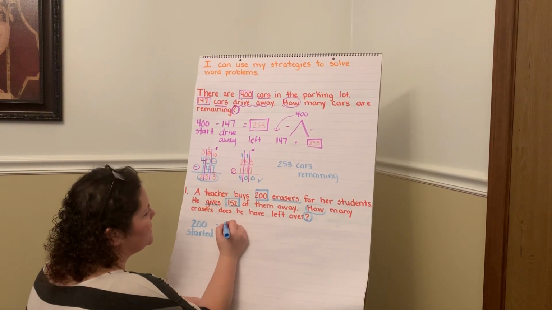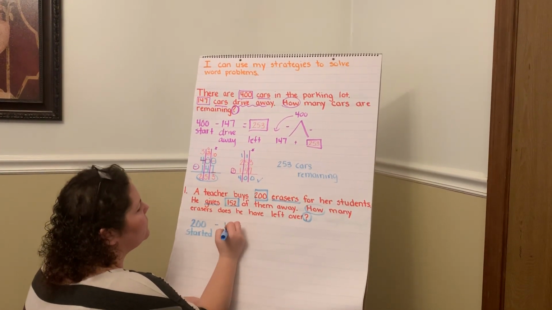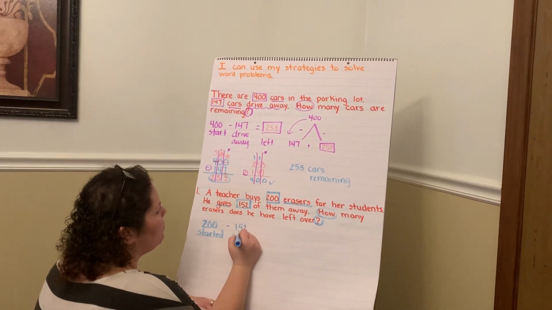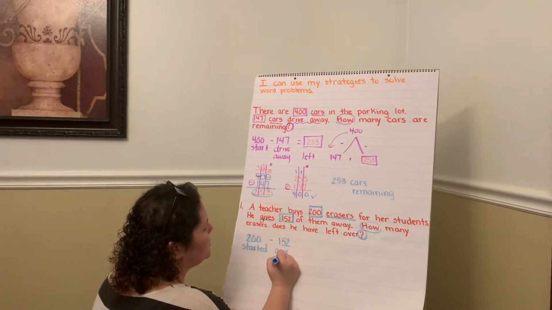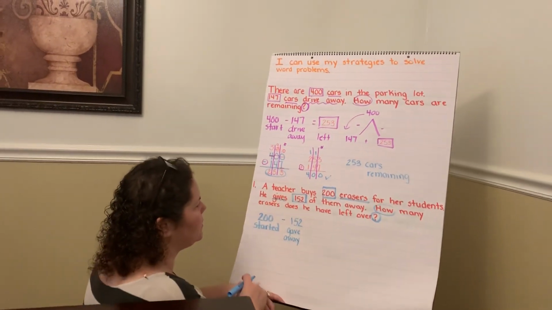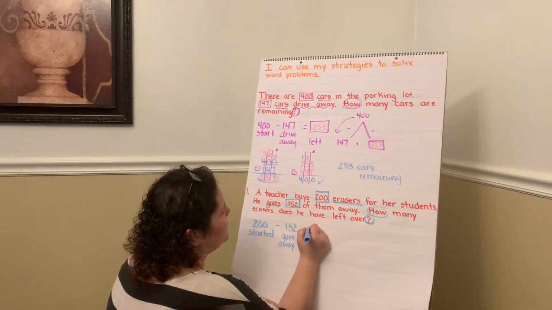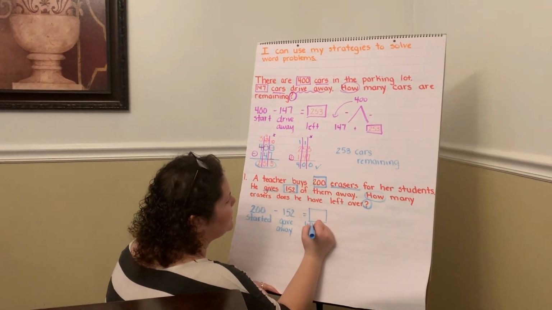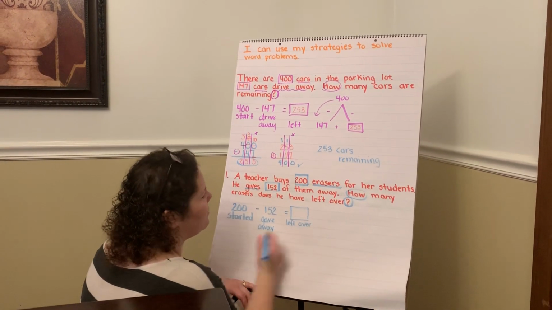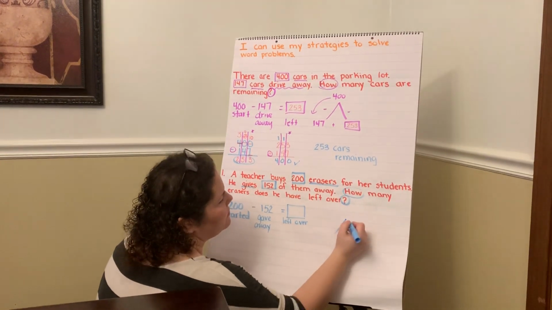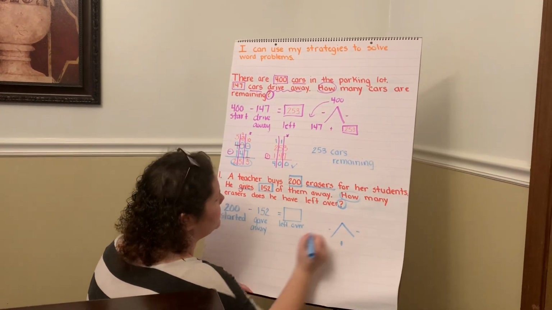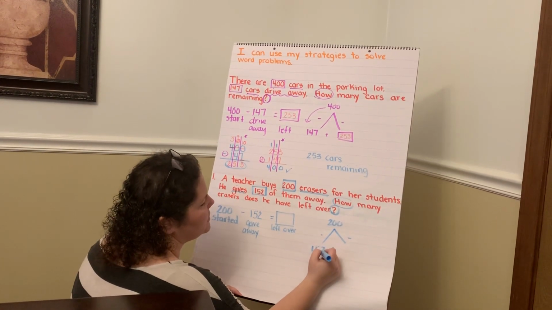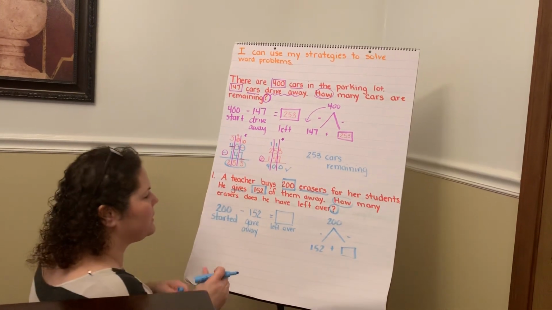He gave away, how many did he give away? 152. Yeah, that's what our story problem tells us. That's how many he gave away. You might want to label that to really help you to understand what each of those numbers represent in your equation. And that would give us how many he has left over. We don't know how many he has left over, so that's why we have that unknown box there. I'm going to do my math mountain because I love that math mountain. Put in those symbols. We started with 200. He gave away 152. This is how many he has left.